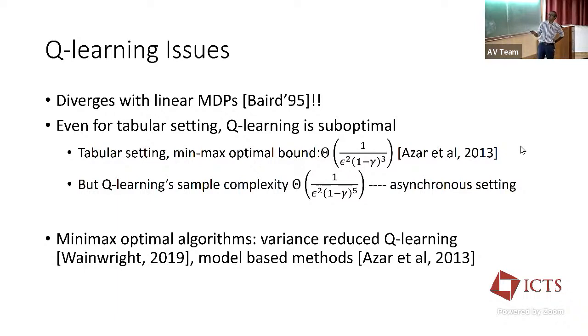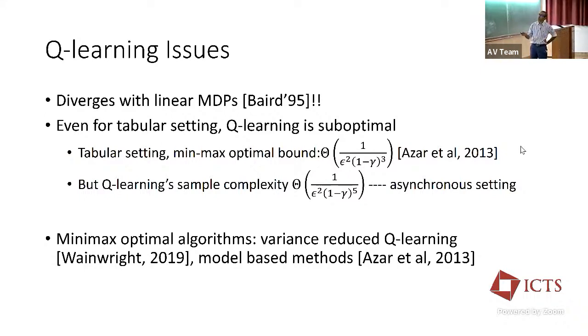So this is the min-max optimal bound. But the Q learning sample complexity bound, even in the tabular setting, has this form. Right? So there is a 1 by 1 minus gamma to the power 5. And people have shown that you cannot improve that. It's not an issue with analysis. That is what your Q learning method gives.